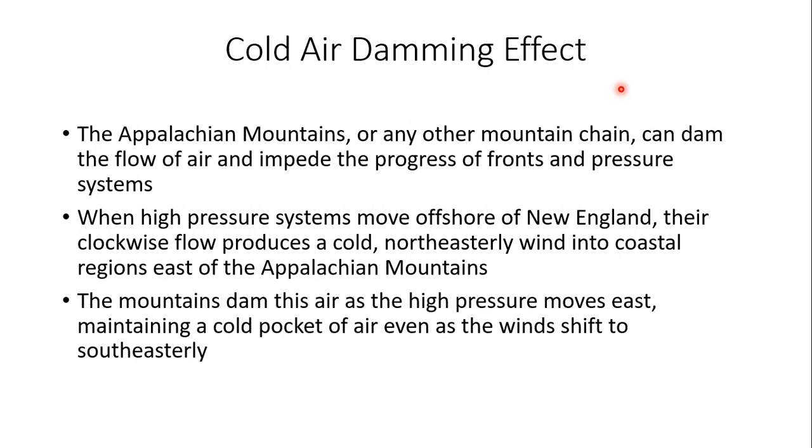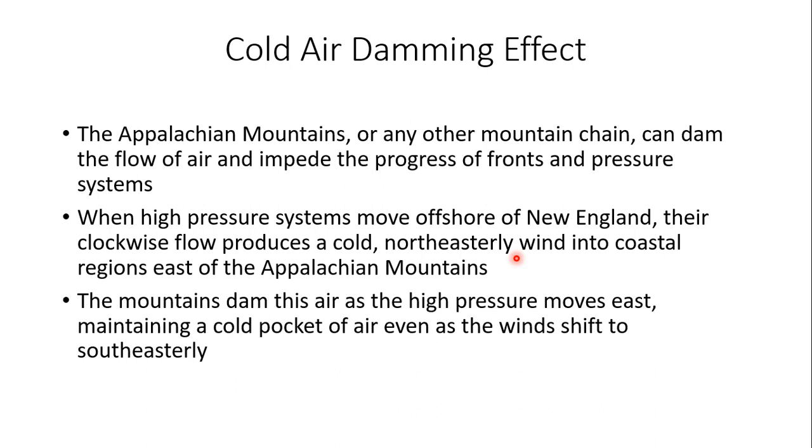Now, what happens with the cold air damming effect is the Appalachian Mountains are the main mountain range that we talk about. We're mainly talking about the eastern United States, between the Appalachian Mountains to the East Coast. The Appalachian Mountains, or any other mountain chain for that example, the Rockies can do this as well, by the way. They can dam the flow of air and impede the progress of surface fronts and these surface pressure systems.